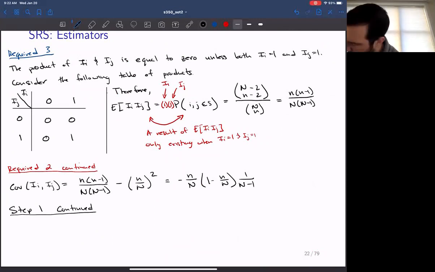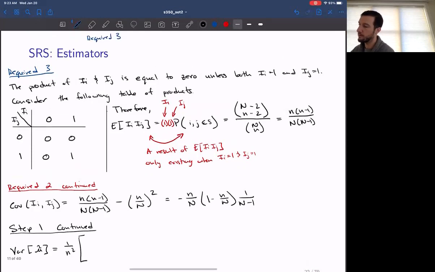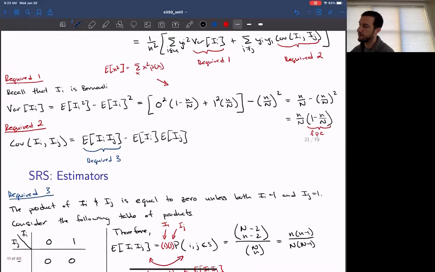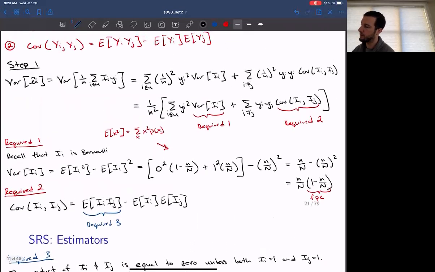All right, so we are going to have the variance of mu tilde is equal to 1 over little n squared, open large bracket. And the first thing we're going to use is the result shown here in required 1. I apologize for having to scroll up and down, but as you can see, it's a long proof. We're going to take the first result under required 1, and sub this into our original variance expression, which is given above.